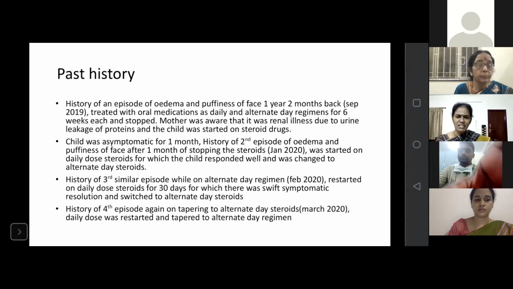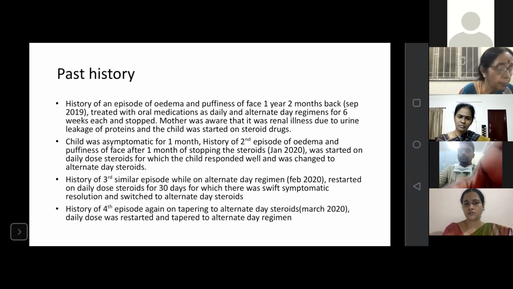What is the educational status of this mother? Because you're categorically telling she knows it is leakage of protein, she is giving a steroid, and a lot of things you're mentioning. What is the educational status of this mom? She has completed an undergraduate degree in arts, ma'am. So she is able to tell what is going on. Even she is able to interpret the reports from the lab values. She is shrewd enough to understand things, ma'am.